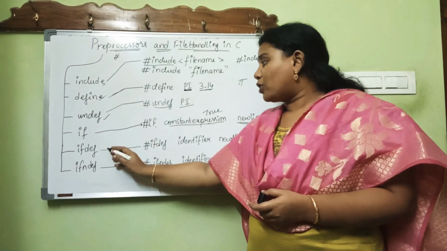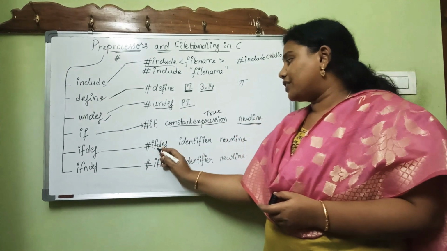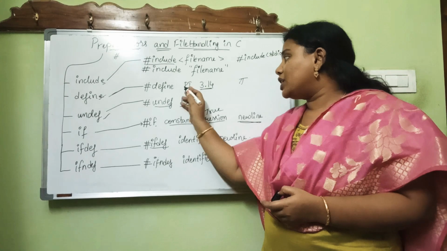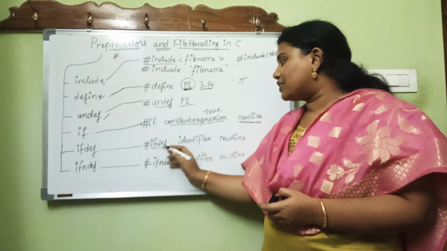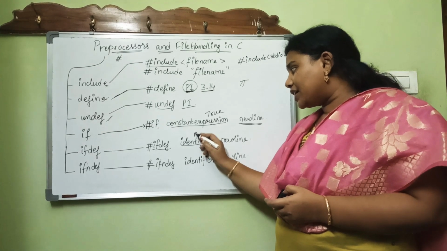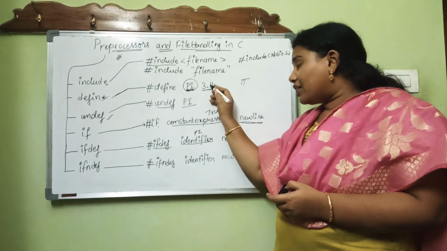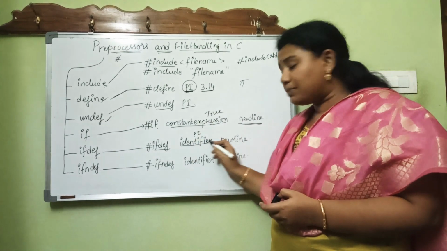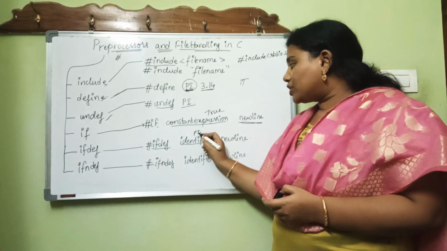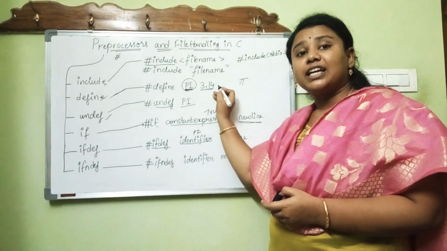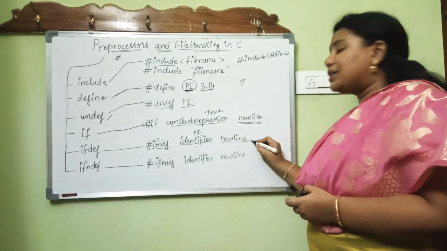What is the next thing? It is hash ifdef. What does hash ifdef mean? Suppose I have a symbolic constant called PI, and if it is defined, I am going to write the identifier here. If I write PI here, and the first statement is #define PI 3.14 and the second statement is this, it means PI is already defined with the value 3.14. In that case, this line has to be compiled.